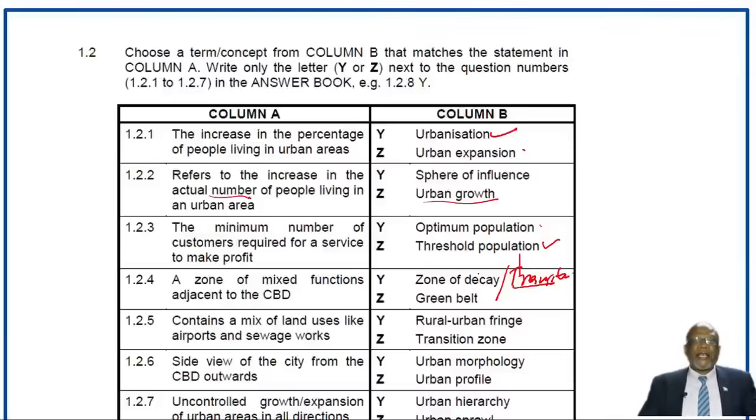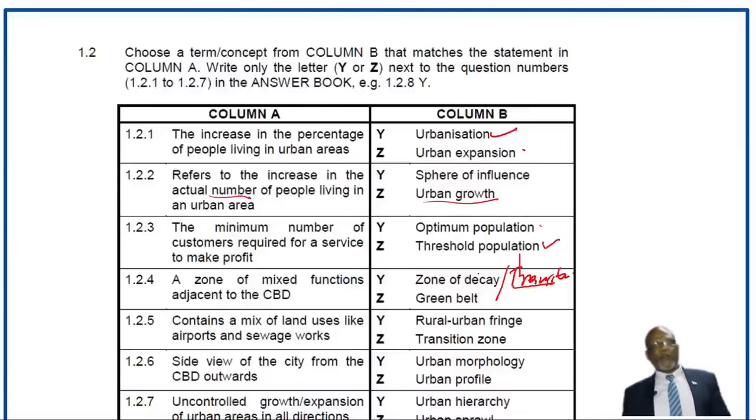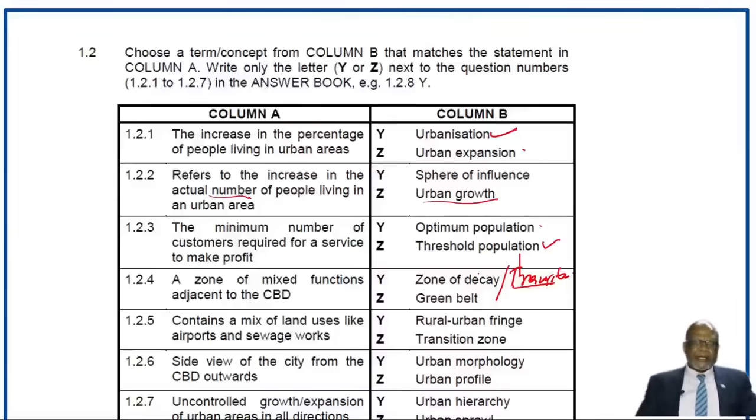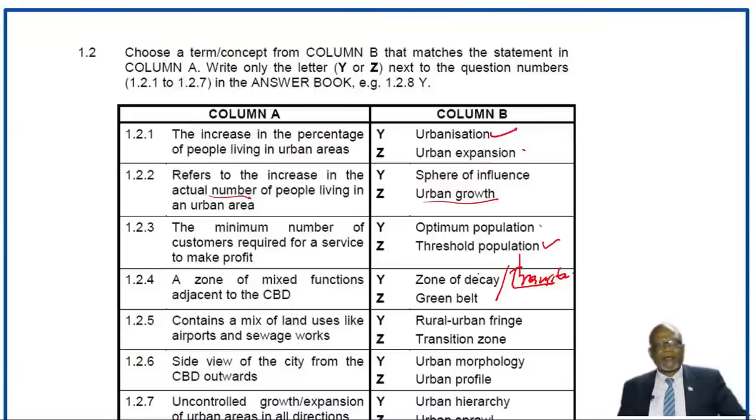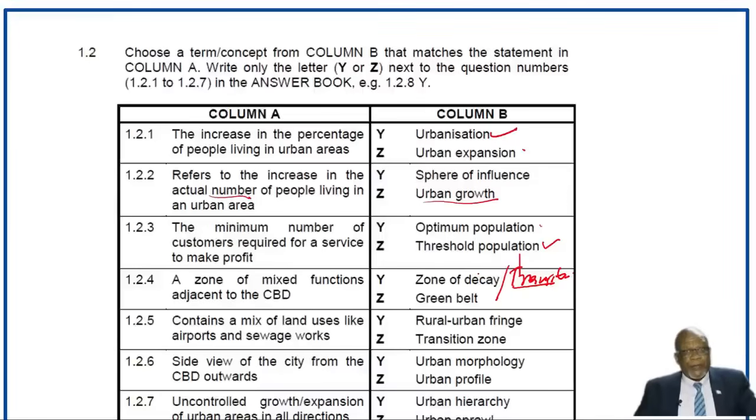The land value is high, but the buildings are not taken good care of because, number one, they could be hijacked, they could be abandoned. So it's characterized by dilapidated buildings. This is the area that is found just outside the CBD. You must know the land value is high, but the quality of buildings has dilapidated.